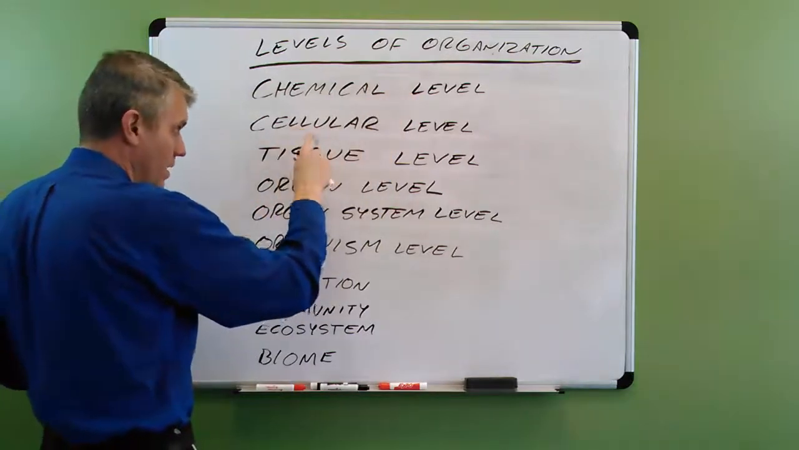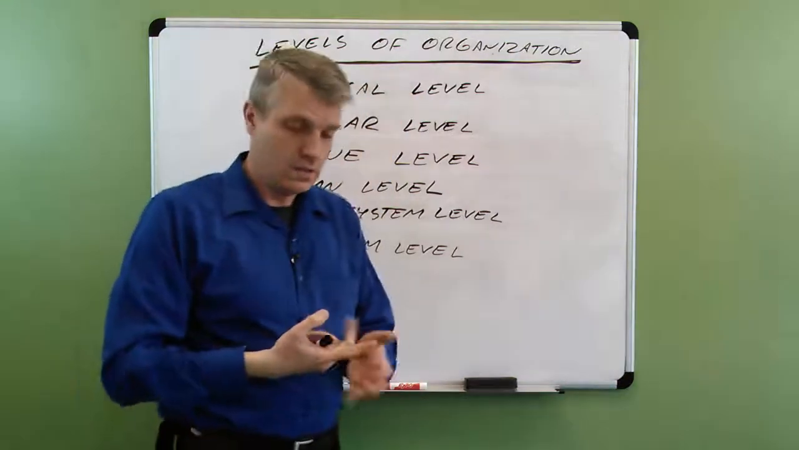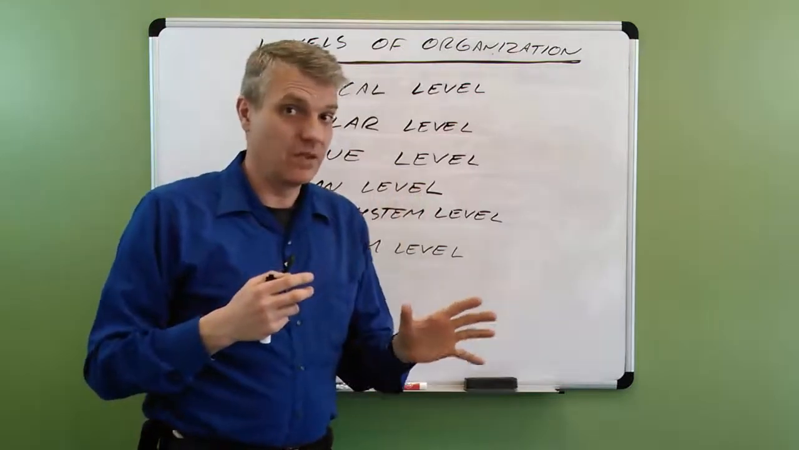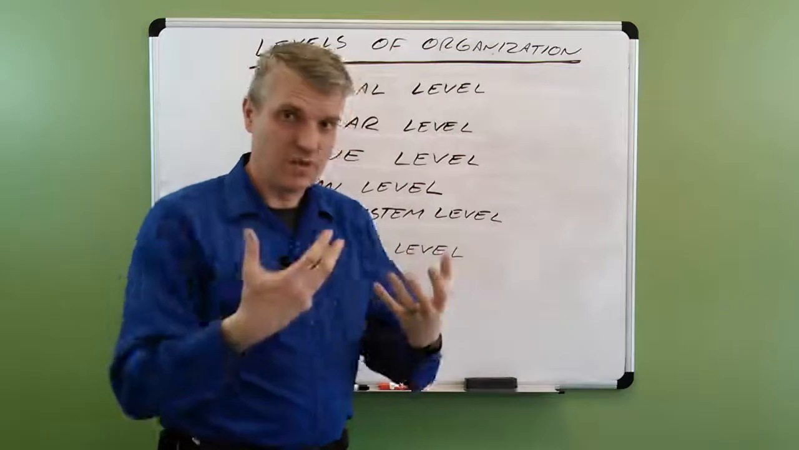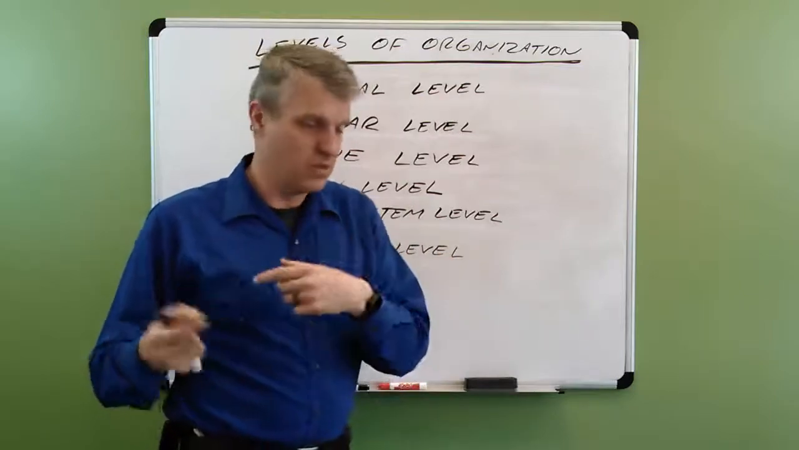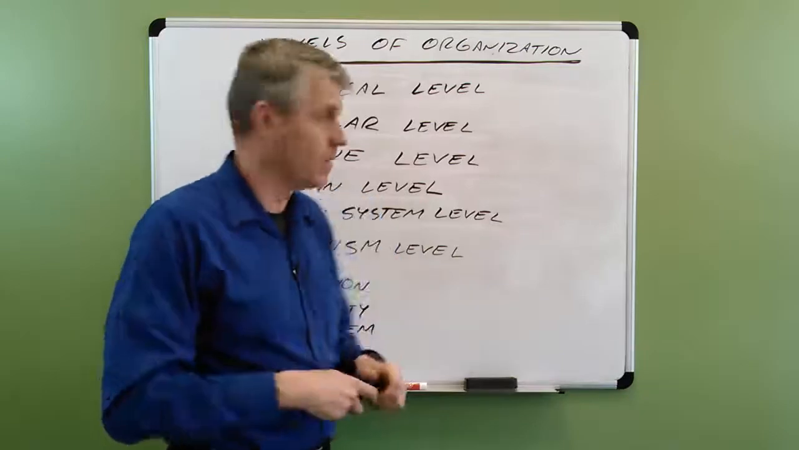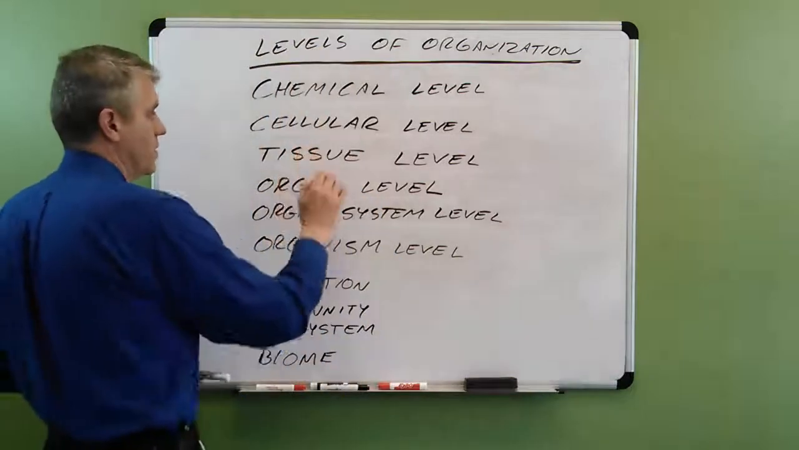Cellular level, there we're talking about organelles and cells. And the critical thing to understand about the cellular level is this is where we consider things to be alive, because cells can do everything that a living thing can do, like reproduction and metabolism and all that fun stuff. So that's the cellular level.